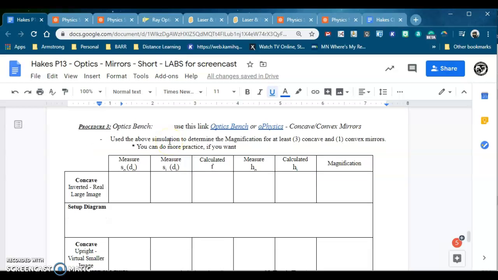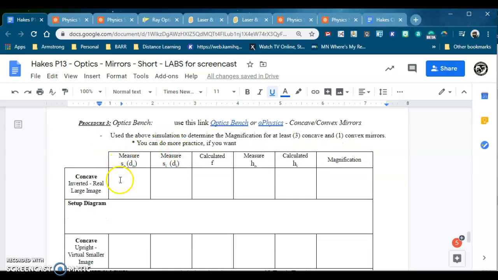Alright, so now here, Optics Bench. This is where we're going to really get into you doing some of these calculations. You're going to measure the distance to the object and the distance to the image, and I want you to calculate the focal point. And then see if it matches what you get on the simulator. And then you're going to measure the height of the object and the height of the image and determine the magnification. So if we go to this link, we want to do a concave, inverted, real large image.